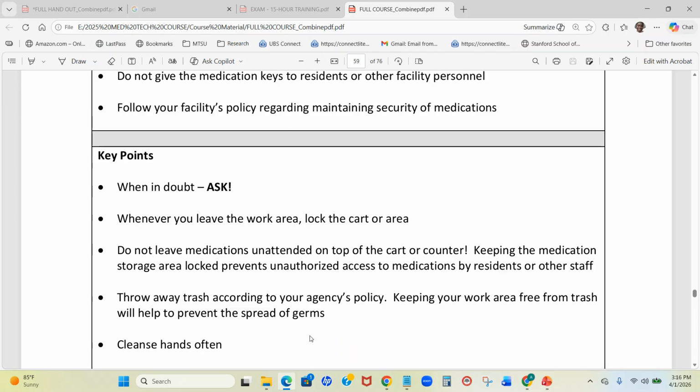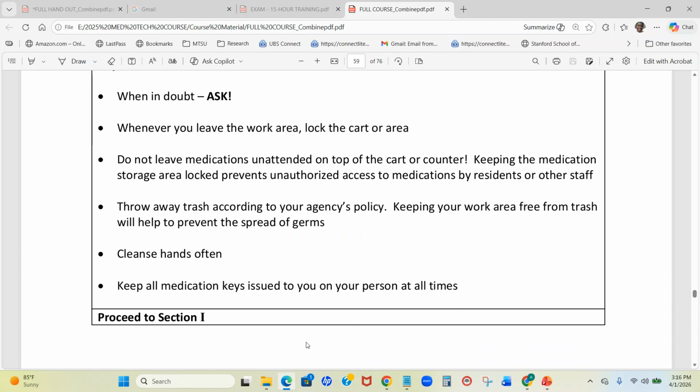Okay, so the key points you have to take with you: when in doubt, ask what to do if you are new in the facility. Whenever you leave your work area, lock the cart or the medication room, because a wandering resident can open it and pop some pills in their room, and guess what? They can die from it. You will lose your license. The facility will lose their licensure. Everybody is in trouble. So do the right thing and be responsible.